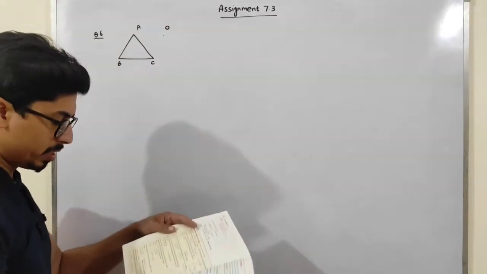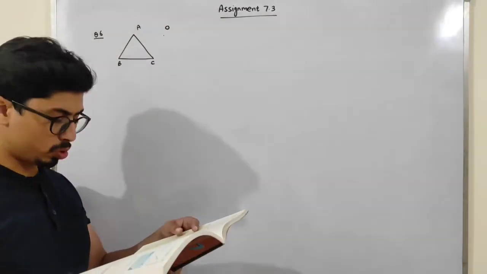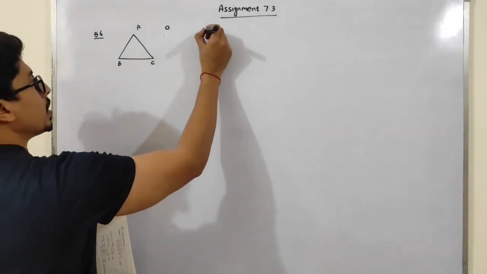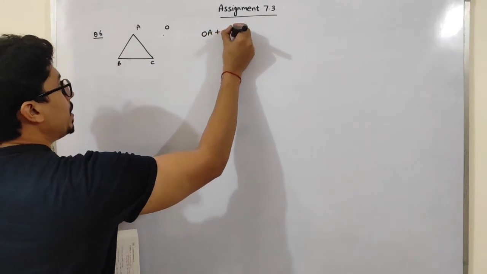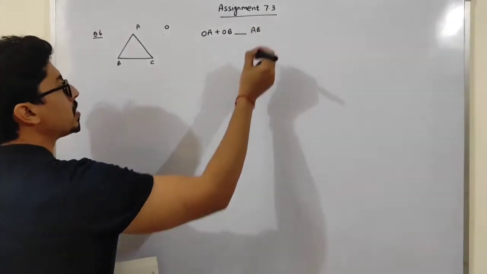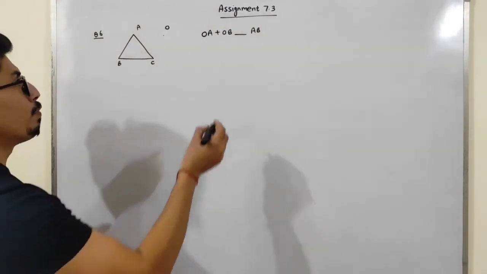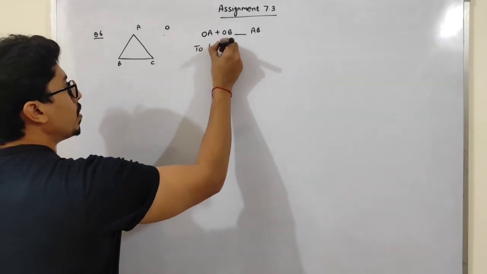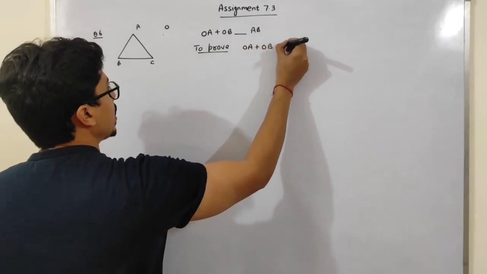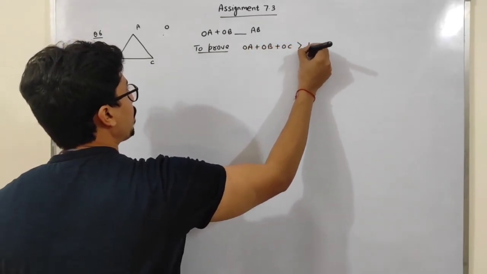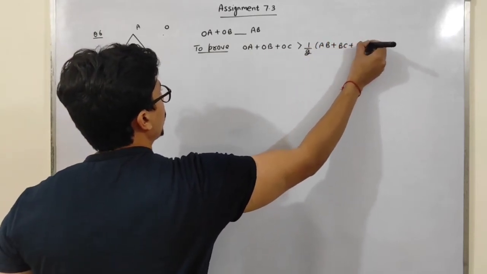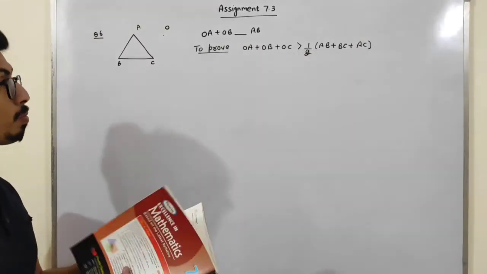Okay. Now students, I have to put a less than, greater than or equals to sign in order to complete the statement. I have to complete the statement OA plus OB blank AB. Also, I have to prove that OA plus OB plus OC is greater than half of AB plus BC plus AC.